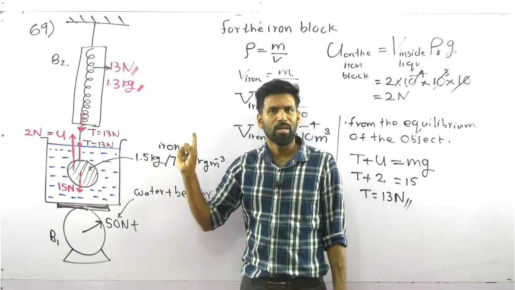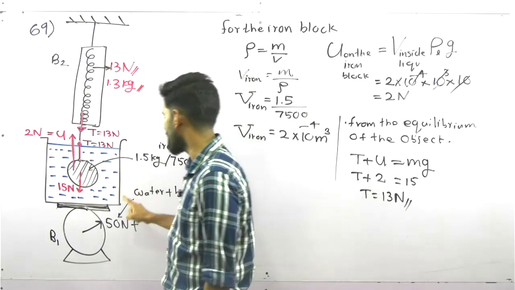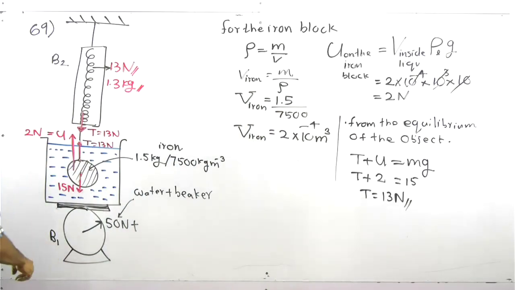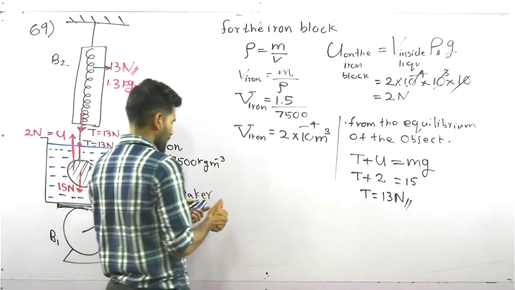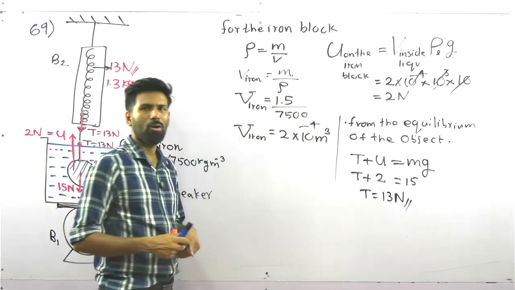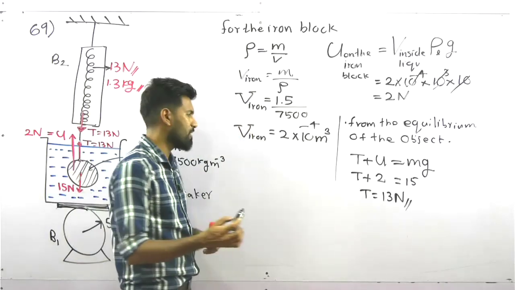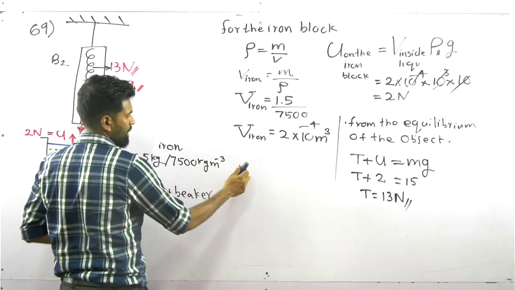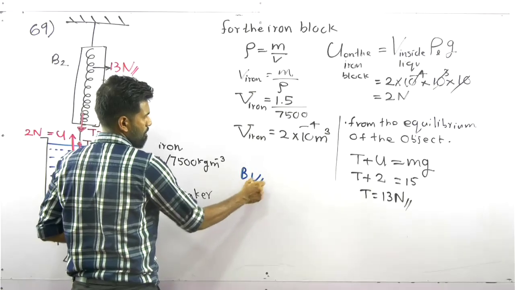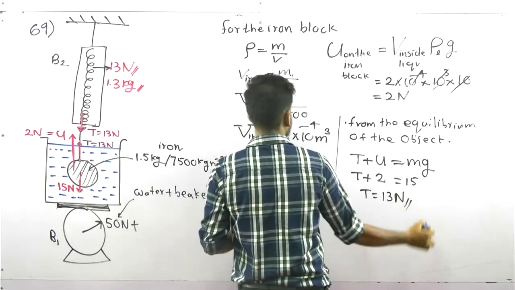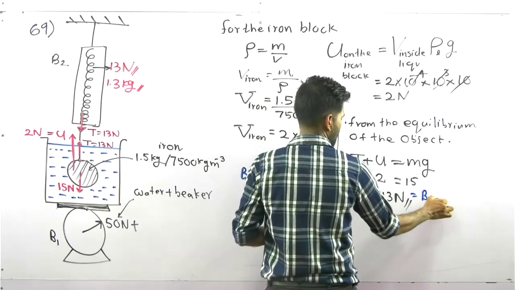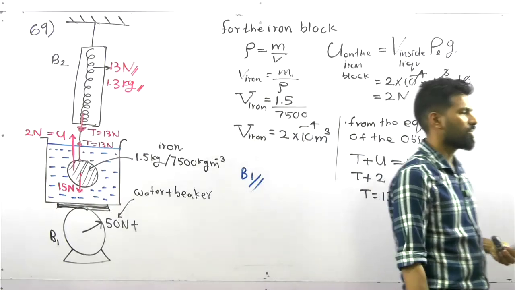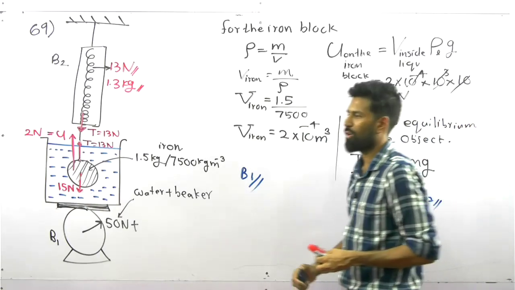Got it. Now they ask us the reading of this B1 balance. What about the reading of the balance B1? This was for B2. What about the reading of the balance B1? Think of a method.